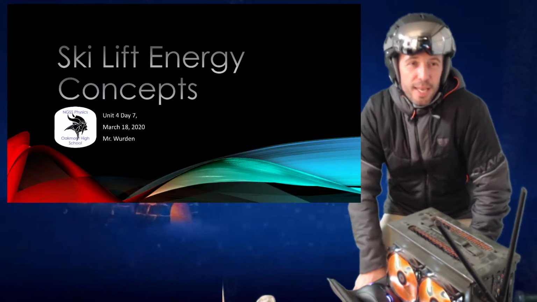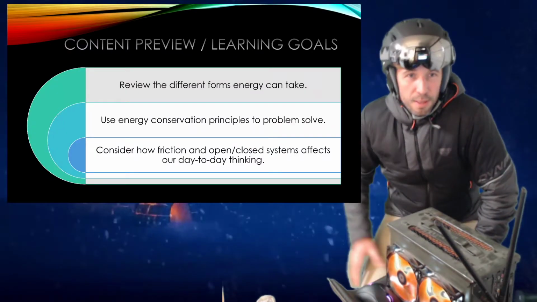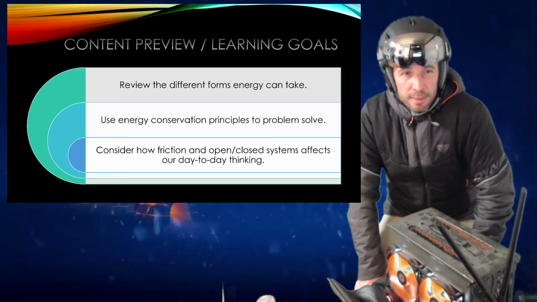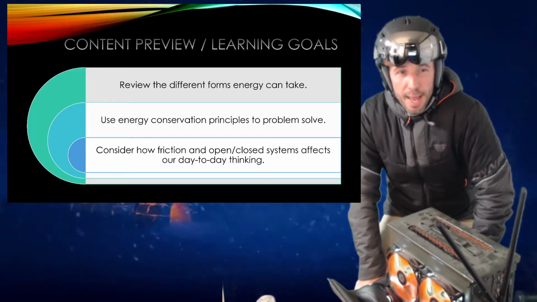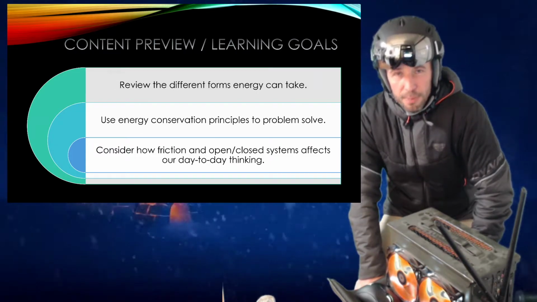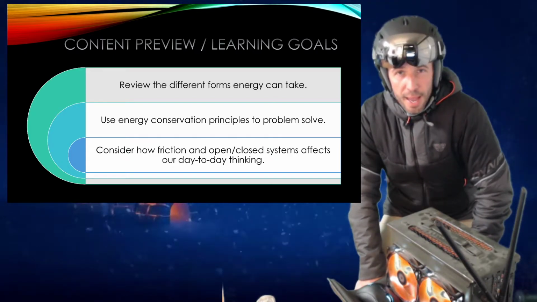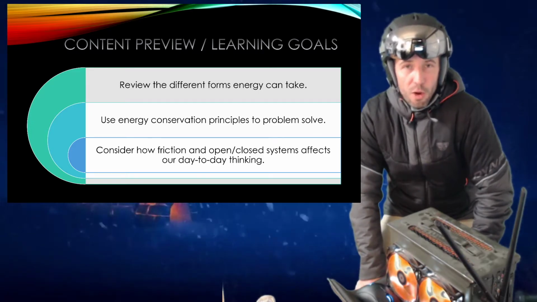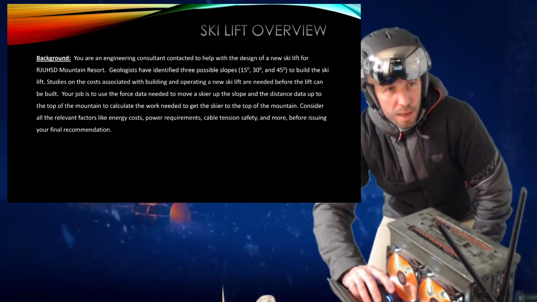So what we're gonna do today is cover some ski lift energy concepts. You're gonna review what kinds of different forms energy takes and when. You're gonna make sure you're using conservation principles to be able to solve stuff. And then you're gonna consider how the way you perceive things might not be the same way I perceive things based on the physics that I've had some experience with. This really depends on whether you're including or not including friction, whether you're treating it as an open or closed system, which changes our perspective on stuff. All right, let's get started.